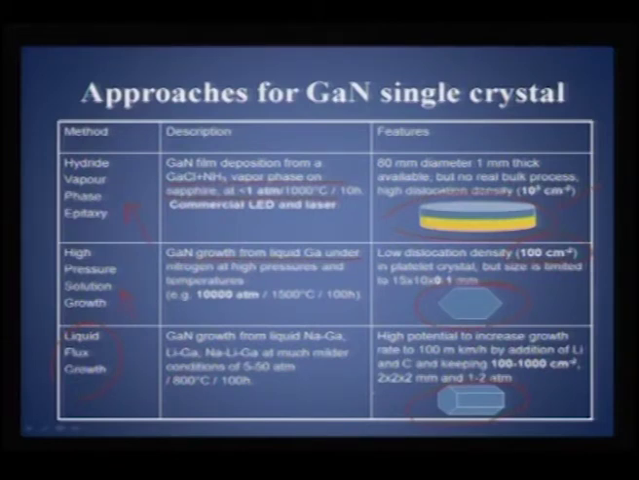And how do you go about the flux method? Gallium nitride we can grow with a liquid sodium gallium melt, and we can also add lithium and other additives to enrich the nitrogen content, and this has a high potential to increase the growth rate even to 100 kilometers per hour. You can grow such large crystals at a faster rate.